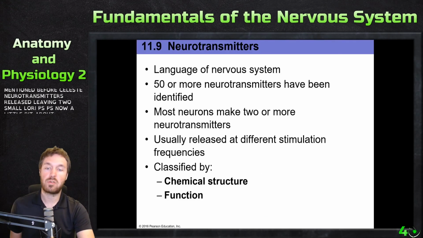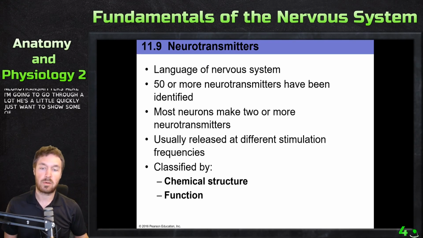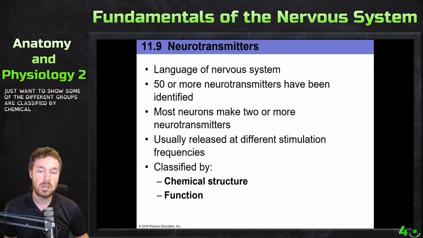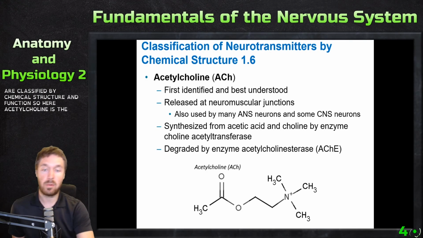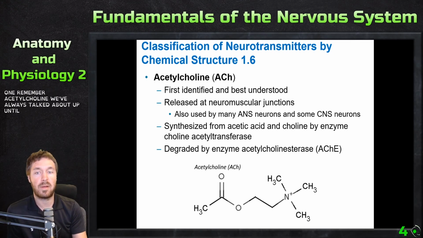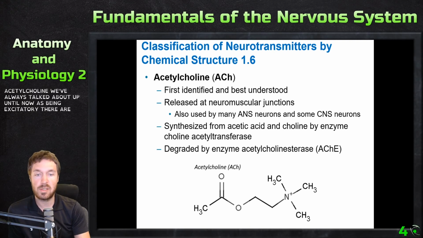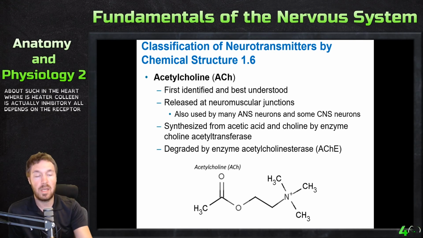Now, a little bit about neurotransmitters here. I'm going to go through a lot of these a little quickly. Just want to show some of the different groups. They're classified by chemical structure and function. So here, acetylcholine is the big one. Remember, acetylcholine we've always talked about up until now as being excitatory. There are some situations that we're going to talk about, such as in the heart, where acetylcholine is actually inhibitory. It all depends on the receptor it binds to.